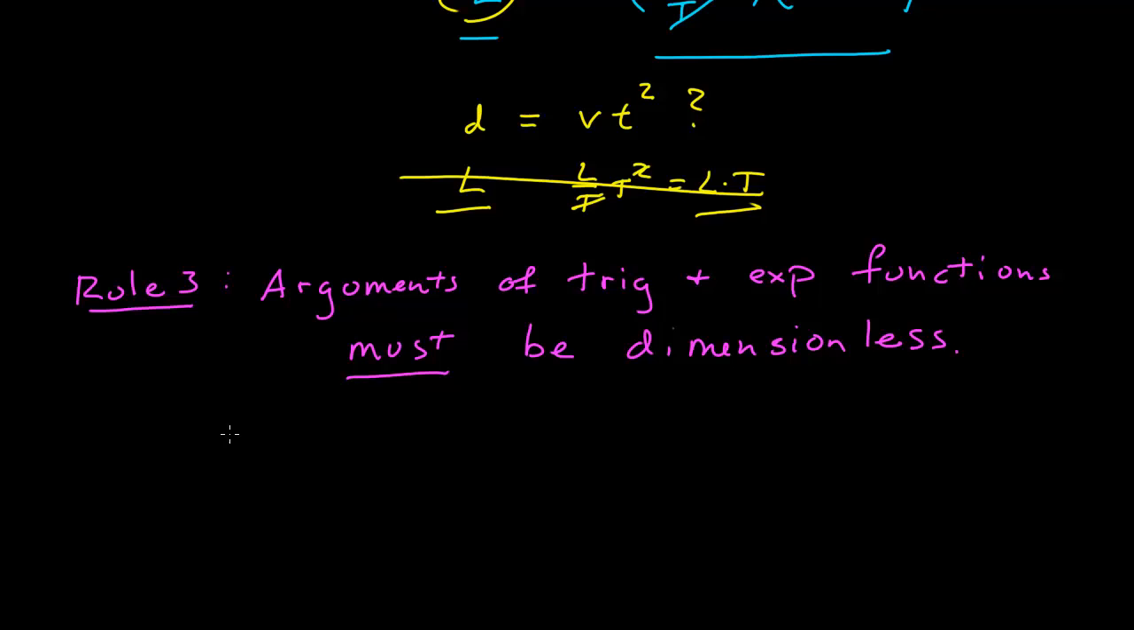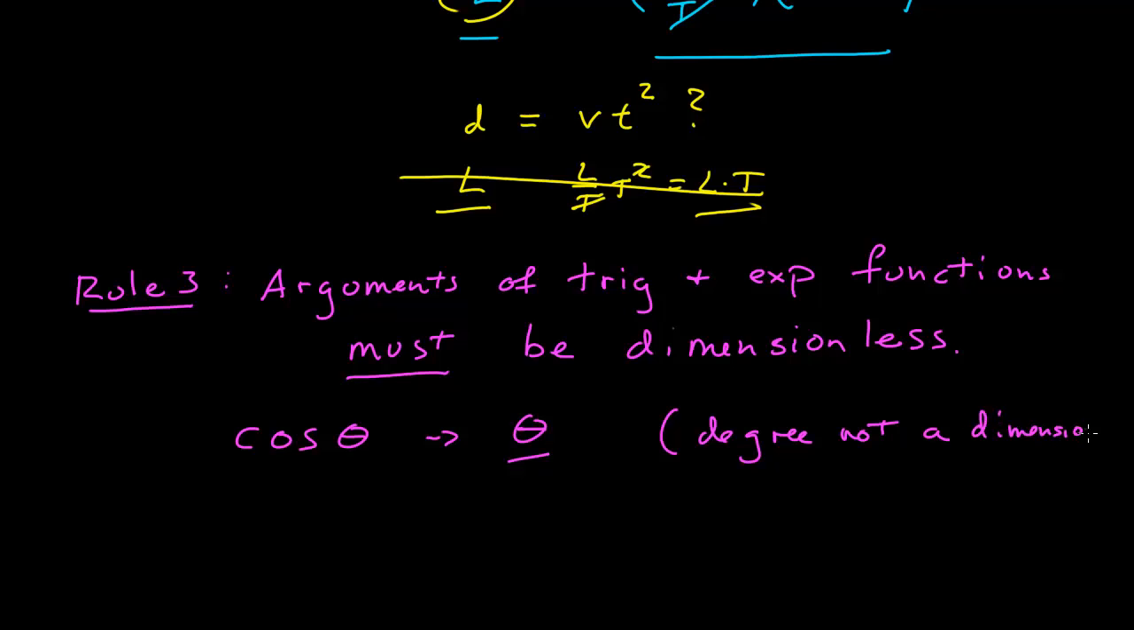So they cannot have any dimension. So if I have cosine theta, it has no dimension. This must be dimensionless. And that's important because, as you know, angles are often measured in degrees or radians, but a degree is not a dimension. Neither is radian. They're different ways of measuring angles, and we use them as units. But an angle itself is not a dimension.